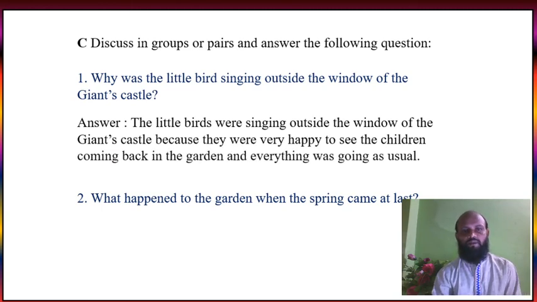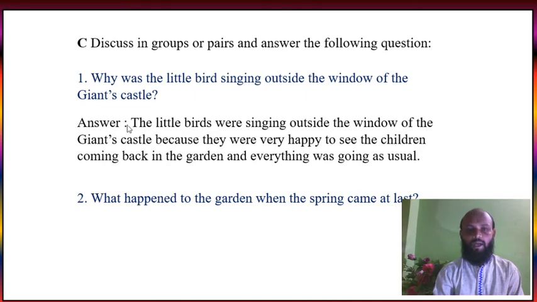You see, the little birds were singing outside the window of the giant's castle because they were very happy to see the children coming back in the garden, and everything was going as usual. Everything seemed to them very normal. That is why the birds were singing. They saw the children coming back in the garden.